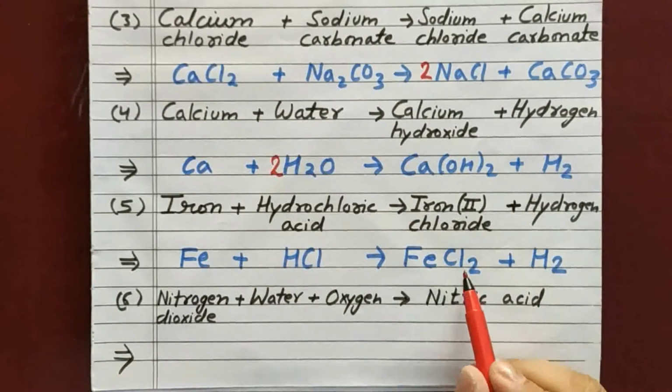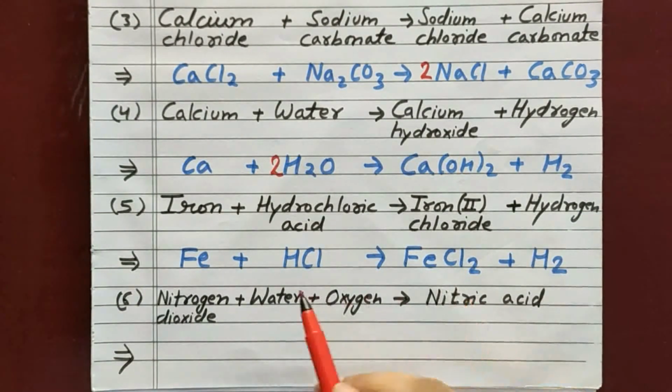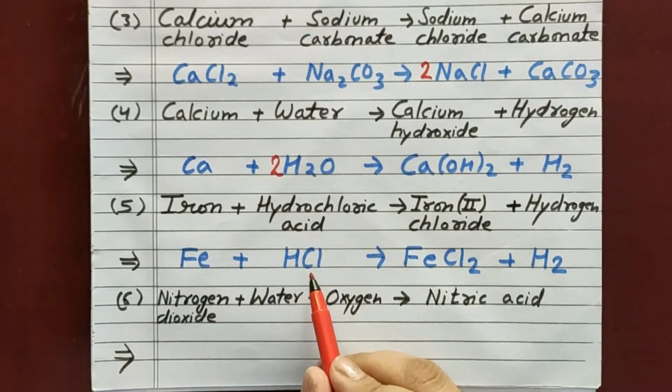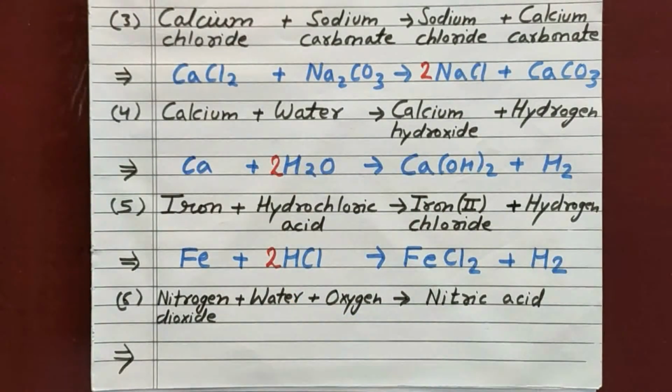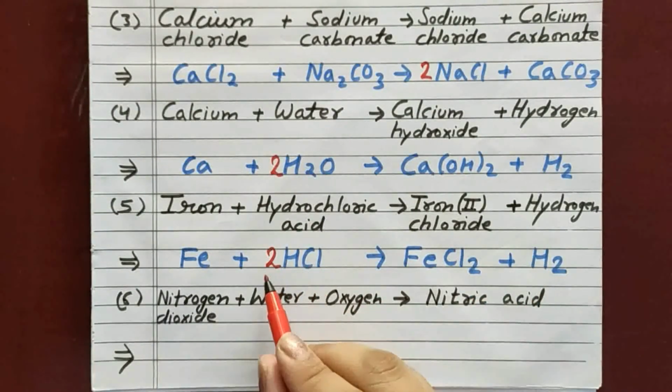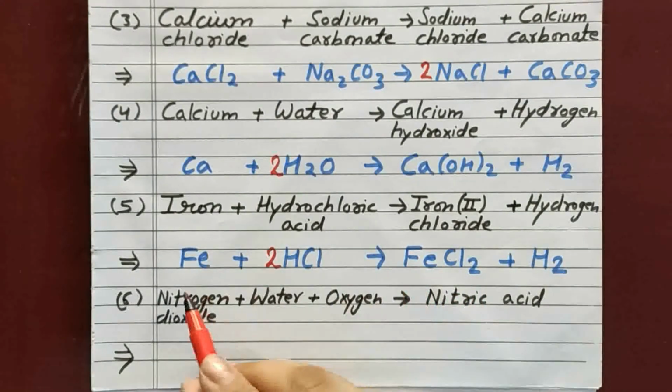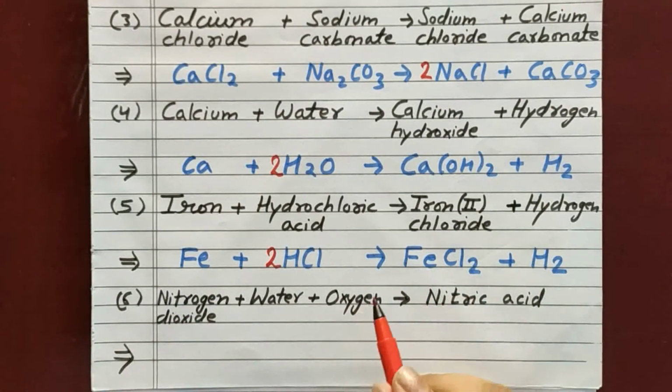Now 2 Cl atoms on your product side, but only 1 Cl here on your reactant side. So for balancing that, here we are going to write down 2. Now 2 hydrogen atoms are balanced, 2 Cl atoms are balanced, and 1 iron is already balanced. So this is the fifth balanced equation.